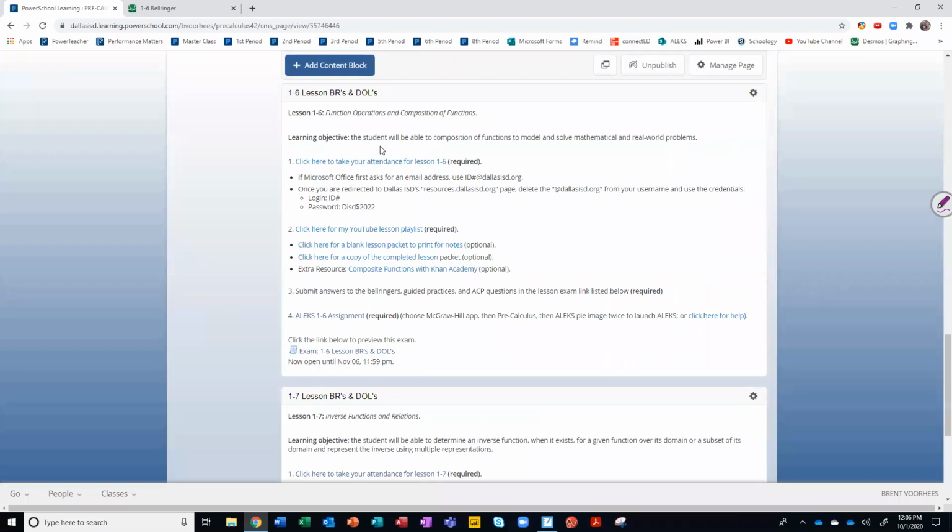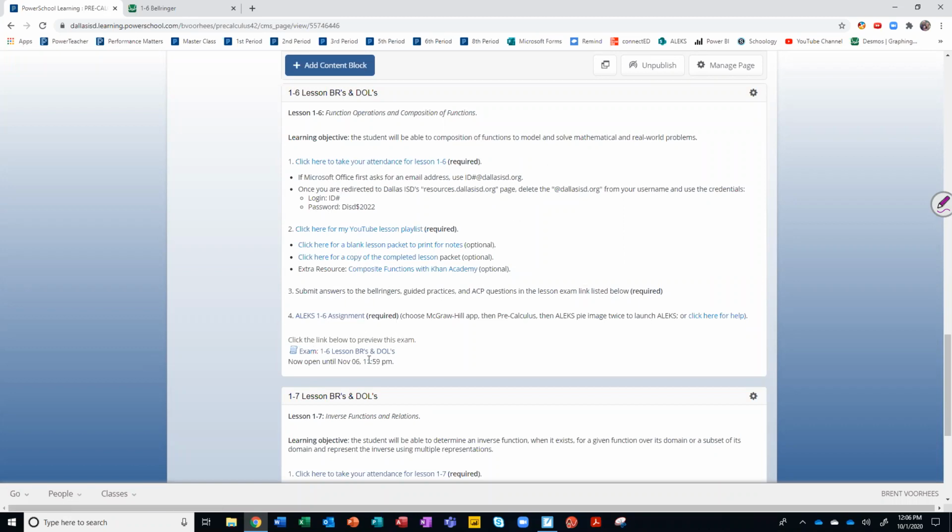Your objective is that you will be able to have the composition of functions and model and solve mathematical and real world problems. You will be able to compose multiple functions. That's bad English there. I should say the student will be able to compose multiple functions to model and solve real world problems. Make sure you take your attendance. You have videos and some links to help you out here. You will have to take a lesson exam and your ALEKS. These are going to be due Thursday of next week.